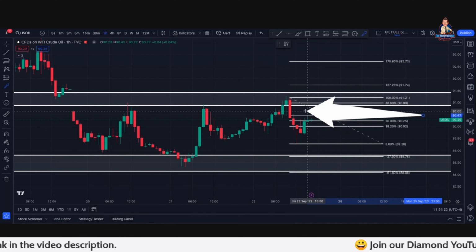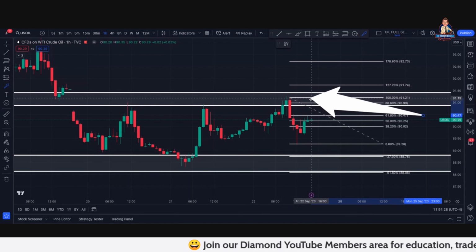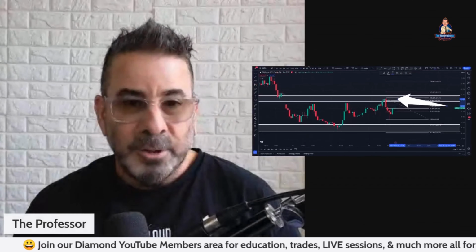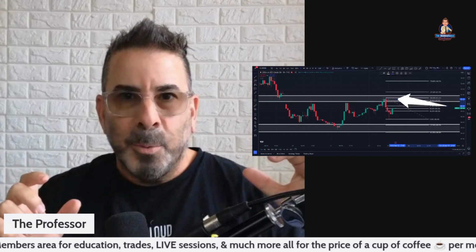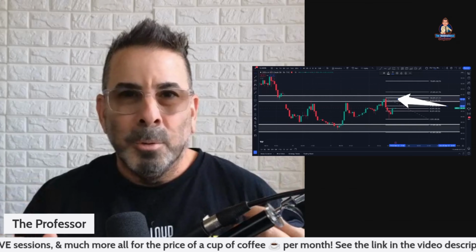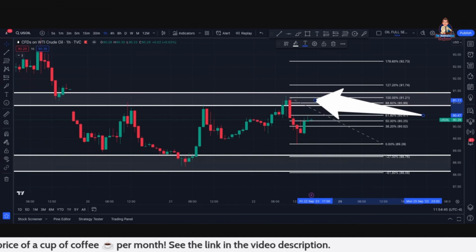And what did it do again? It came back up to this level, a little bit higher, but it came up to a zone. Remember that levels are never a straight line. You have to give yourself a buffer, whether that's 20, 25 points. On crude oil, I like to do a little bit bigger, 30 to 40 points, because crude oil moves so fast. So again, that was yet another solid entry.